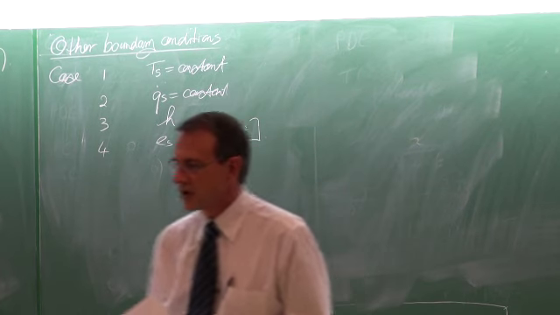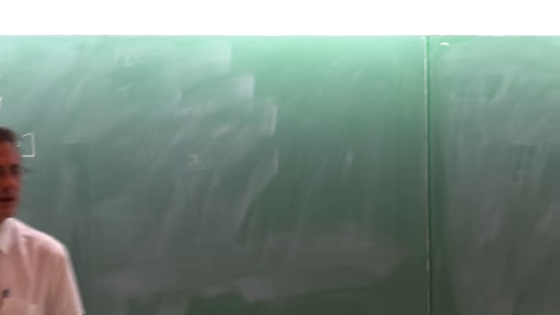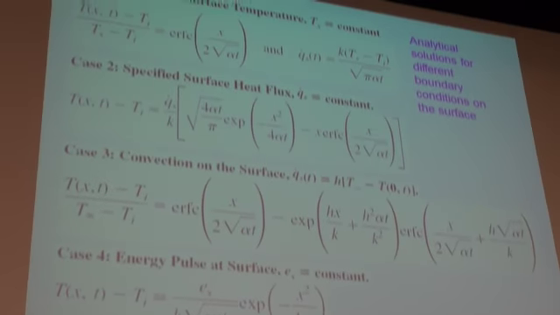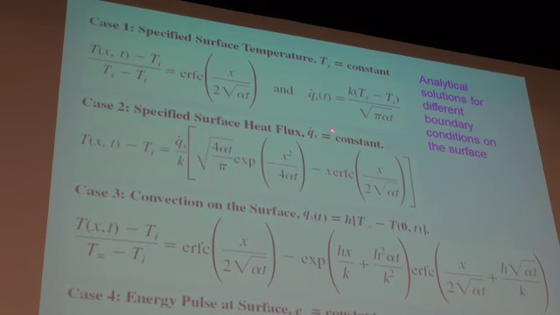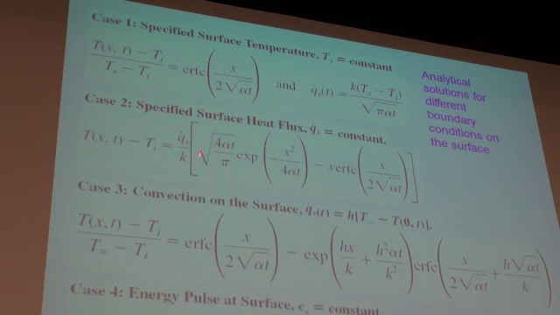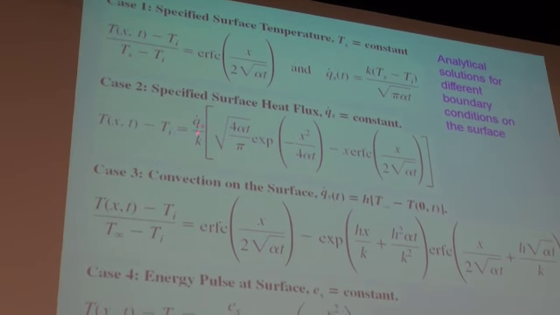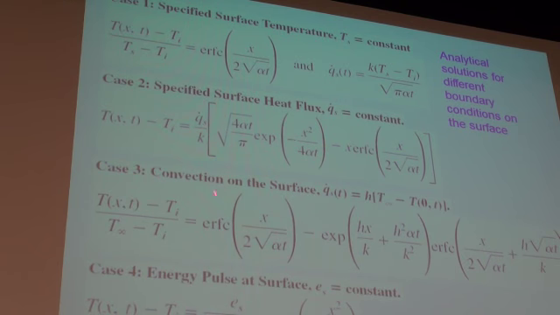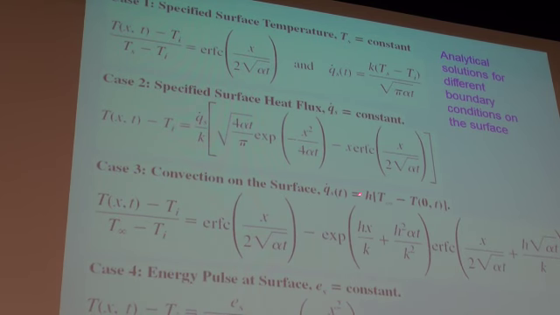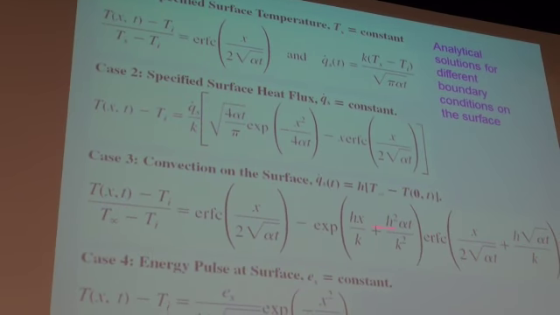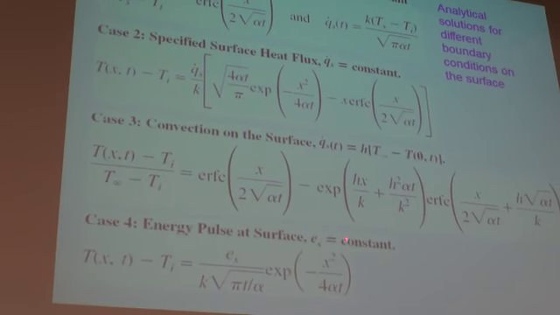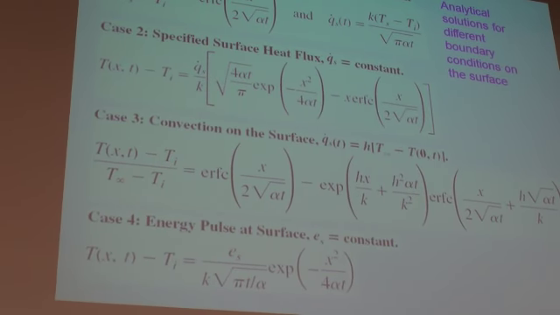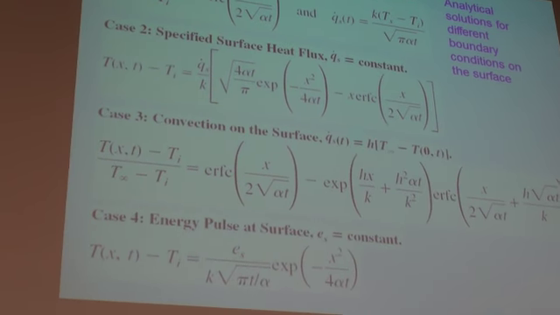Now, if you look in the textbook, ladies and gentlemen, those are the mathematical solutions for the 4 different cases. There's case 1, where the surface temperature is constant. Case 2, where we've got a constant heat flux. So there you'll see in the equation, there's the heat flux that you need to put in. The third one is the convection at the surface. We've got the heat transfer coefficient. There you will see the heat transfer coefficient now in the solution. And the fourth one is the energy pulse with ES equal to a constant, and there is ES in the solution. Okay. 4 different cases.